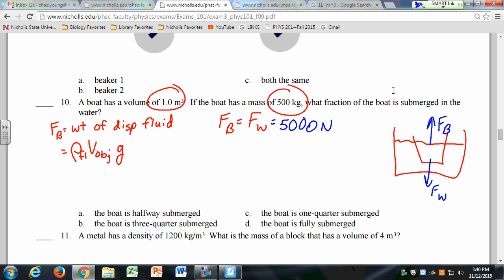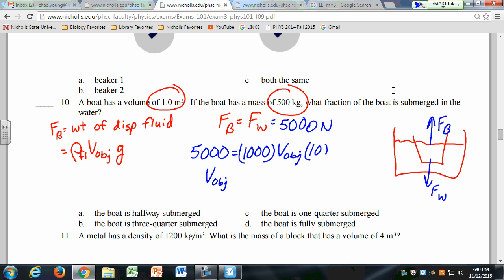So that's one way to know what my buoyant force is. It has to be equal to my weight. So I'd say 5,000 equals the density of the fluid. That's 1,000, the density of water. You use a lot of water, so just know the density of water is 1,000, okay? It's on your equation sheet. Times the volume of the object times g, which is 10. So it's going to be 5,000 over 10,000.